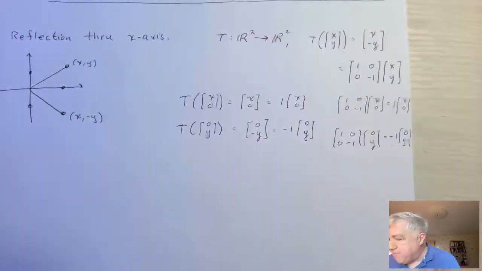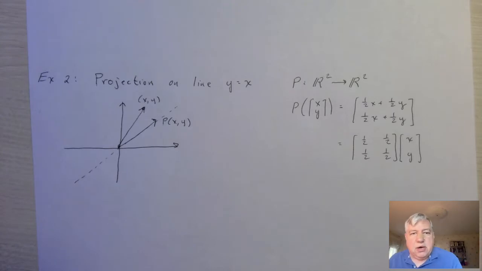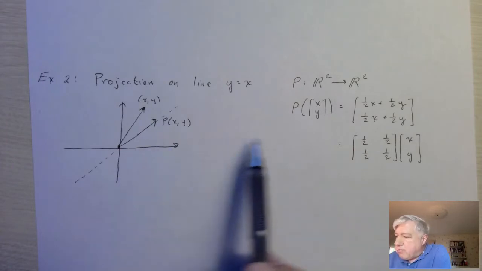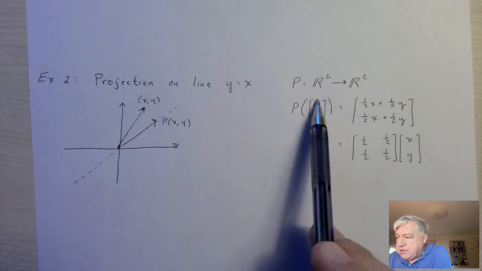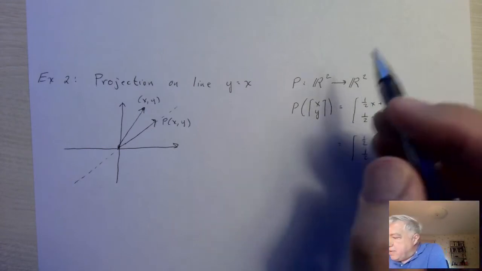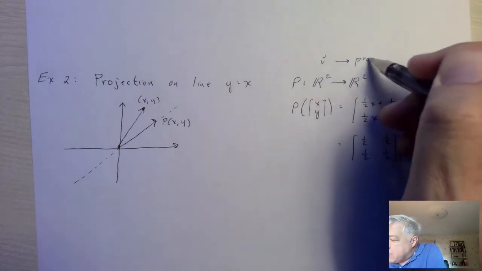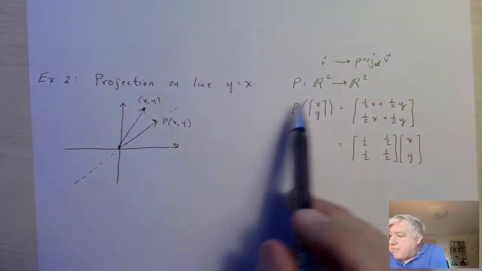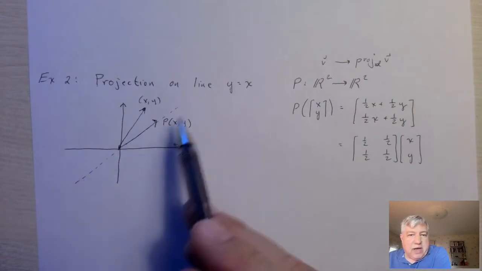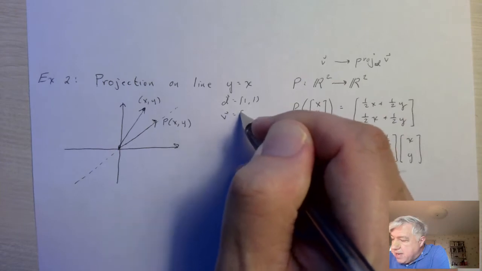Let's see if the same phenomenon happens in this next example, where we have a projection of a vector onto the line y equals x. Now, let me just recall how this formula comes about. If P is the transformation that takes a vector in R2 to a vector in R2, where the vector v is being sent to the projection of v onto d, then what's d? d is the direction vector of the line y equals x. So d is just (1, 1) in this case, and v is going to be (x, y).